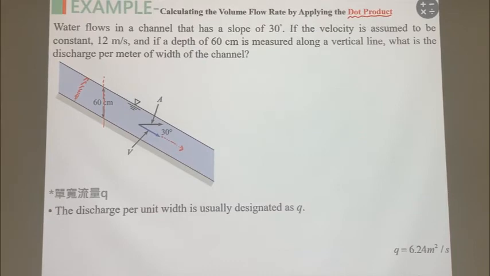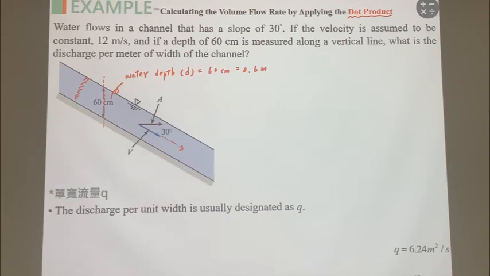So that's why we need to use the dot product in here. Again, this is 30 centimeters is the water depth. So we have the water depth. Usually we call the water depth D. So we know the D is 60 centimeters, which converts to the meter unit.